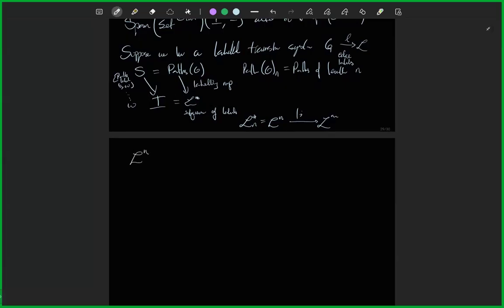One thing you may note right here is that these sets can be constructed in a pretty cool way like this. Remember that L star of n is defined to be L^n. And this is, by definition, the set of functions from the set bracket n to L, right?